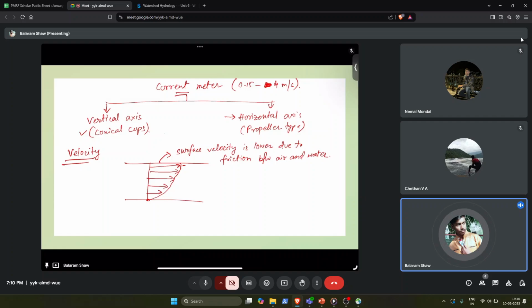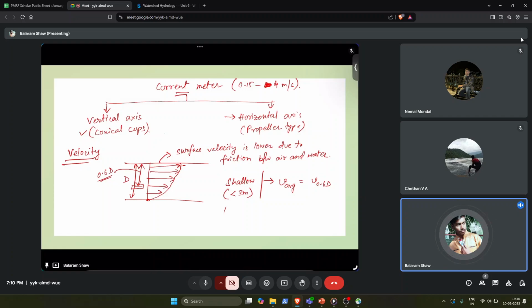So if the streams are shallow streams, let's say less than 3 meter depth, how do we estimate the velocity? We take the average velocity as the velocity at 0.6 times depth. So if the depth of the channel section is d, then the velocity at 0.6 times the depth of the flow below the water surface, whatever velocity we have there, we take that as the average velocity.